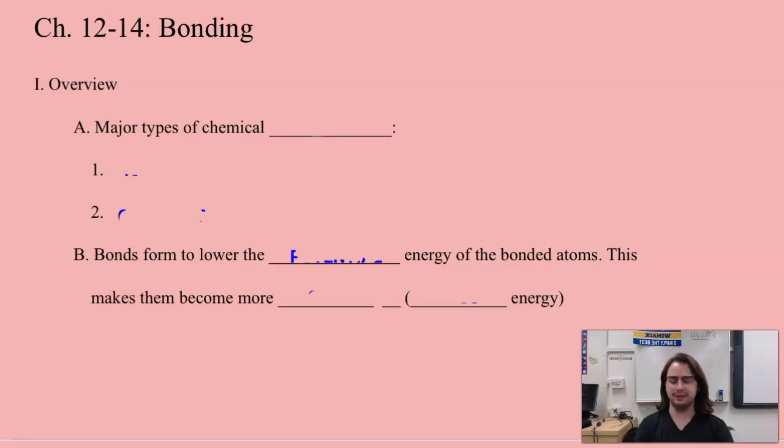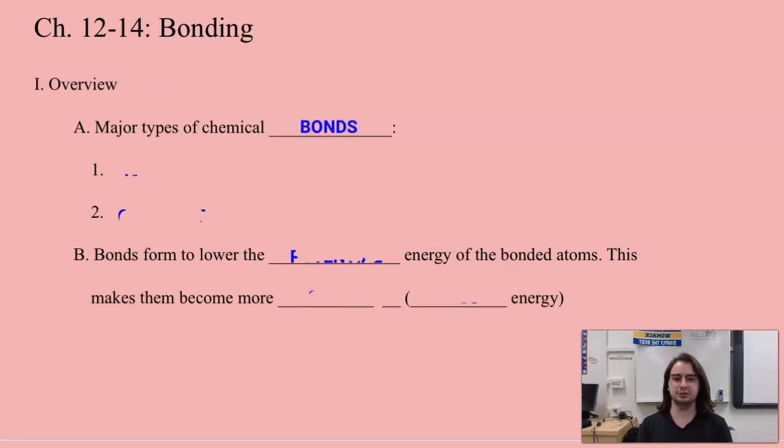Welcome. Today we're going to start our conversation on chapters 12 through 14. We're going to be talking about bonding, all different types of bonding. There are three major types of bonding, but we're actually mostly going to look at two.